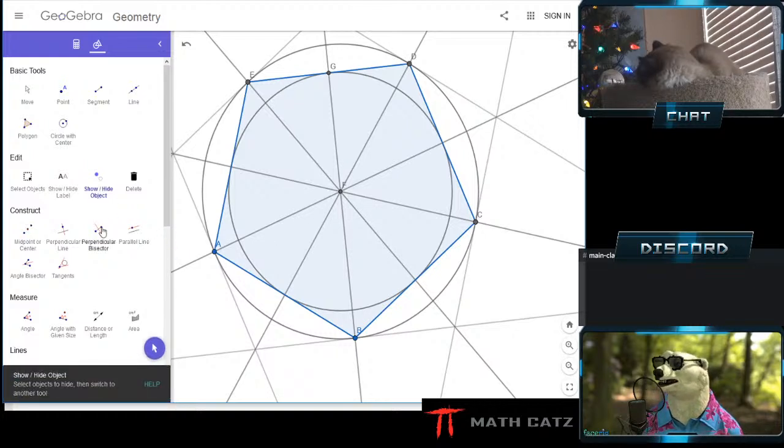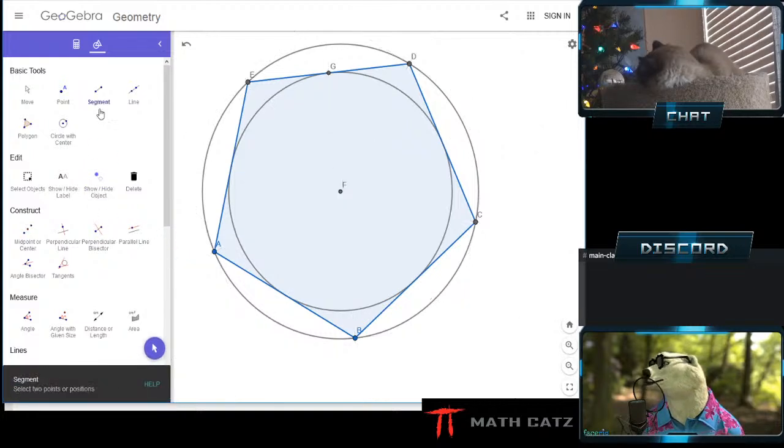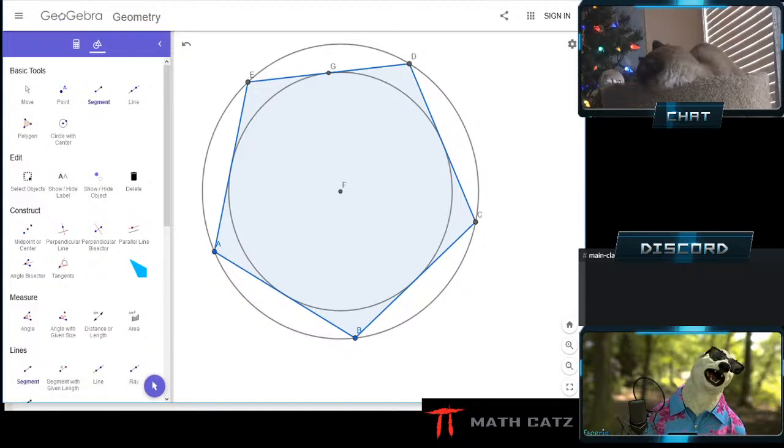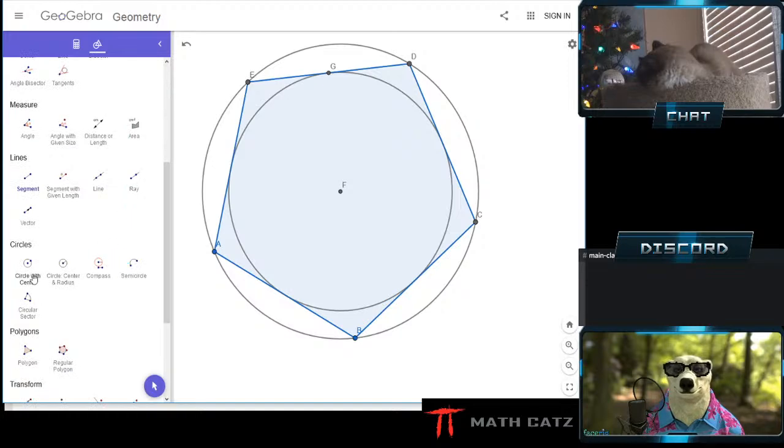I will not give you any more marks for using the shortcut tools in this section, because the question will say use only a straight edge and a compass, which means the only tools you can use are straight line drawing tools, segment or line, and circle drawing tools, compass or circle with center, which expands to make the inscribed circle a little bit easier.